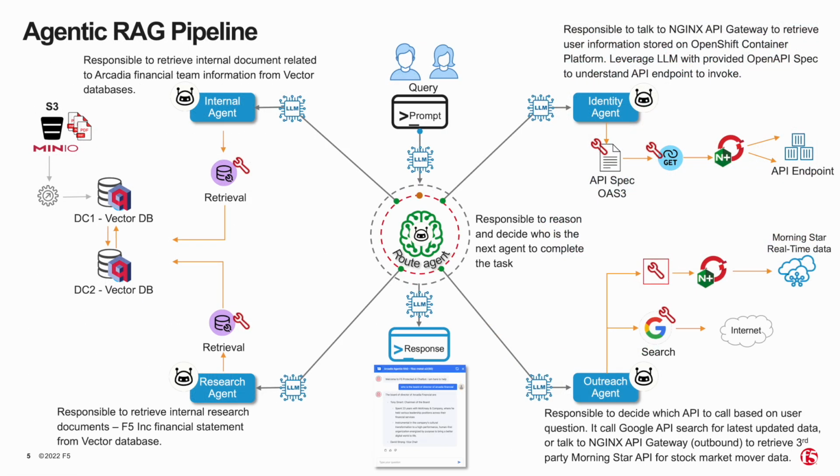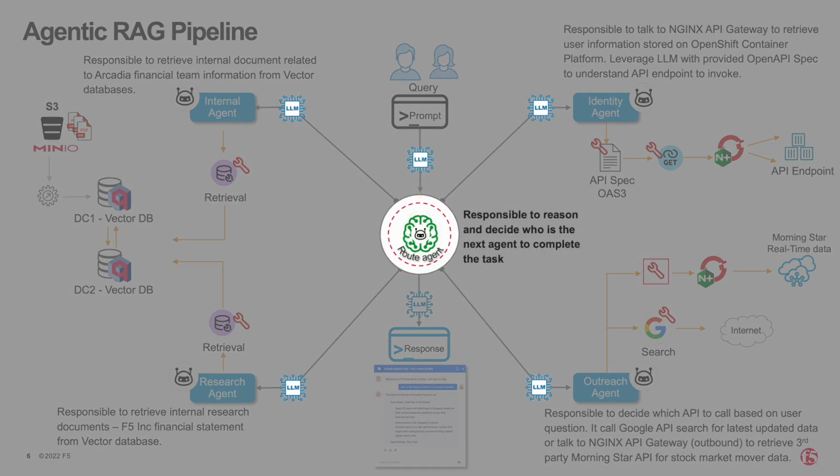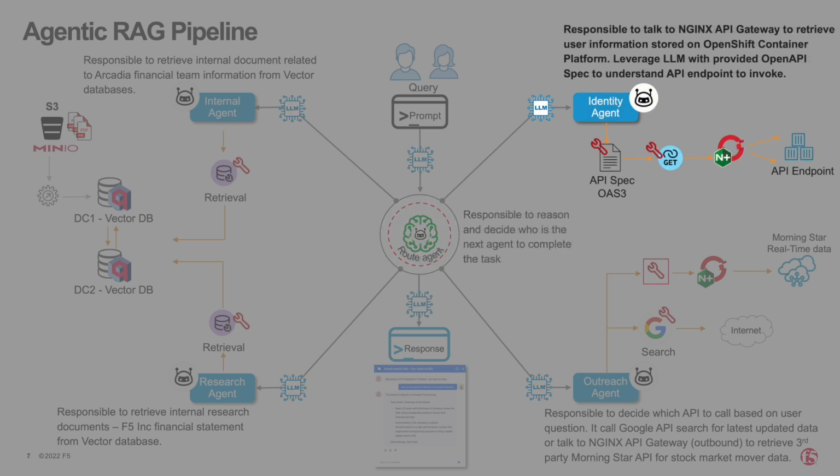This is how the Agentic RAG pipeline looks for this demo. I have built 5 agents for this demo. The router agent is responsible to reason and decide which is the next agent to complete the task. The identity agent is responsible to talk to the Nginx API gateway to retrieve user information stored on the OpenShift container platform. It leverages an LLM with the provided OpenAPI spec to understand which API endpoint to invoke.